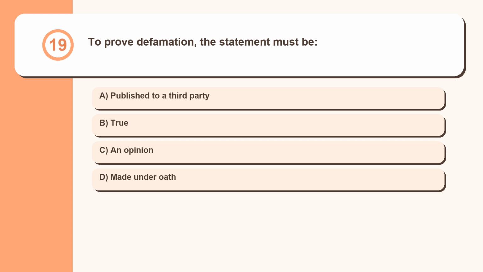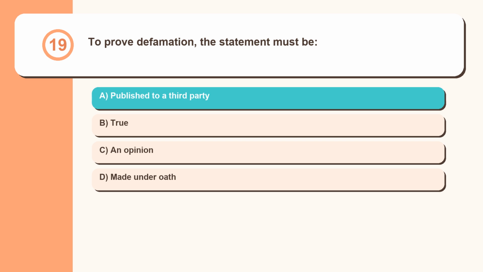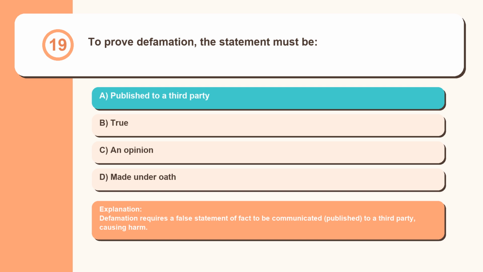Question 19. To prove defamation, the statement must be published to a third party, true, an opinion, made under oath. Defamation requires a false statement of fact to be communicated, published, to a third party, causing harm.